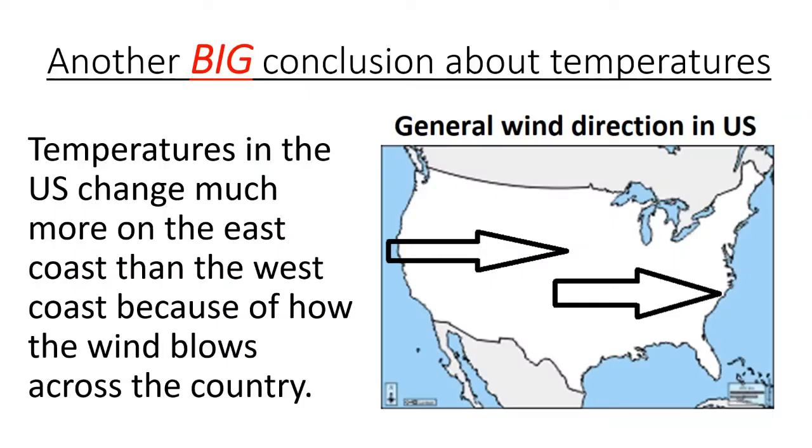So there's a big idea, big conclusion. The temperatures in the U.S. change much more on the East Coast than the West Coast because of how the wind blows across our country. That's going to be something we have to look at when we're trying to say, well, how much is the temperature changing here? Or how hot or how cold is it? Yeah, it's on the water, but the Atlantic coast and Pacific coast have different influences over an area's temperature.